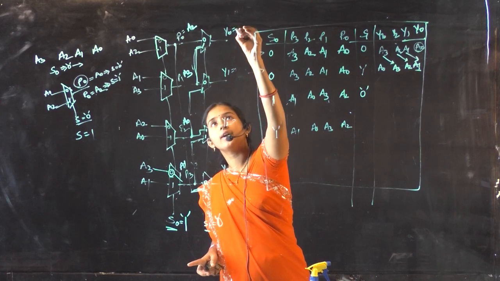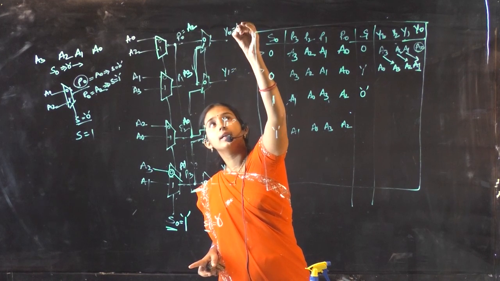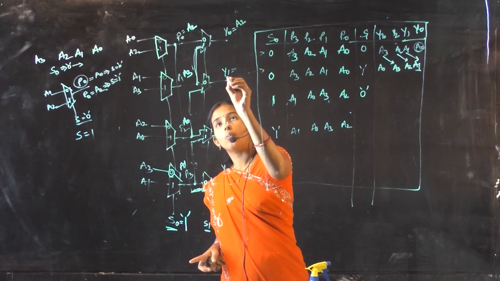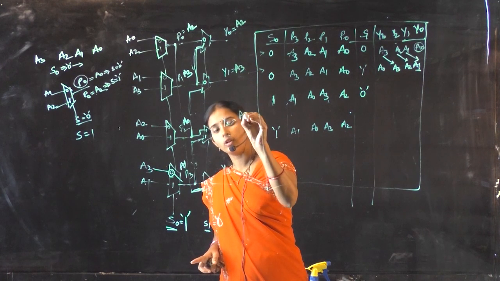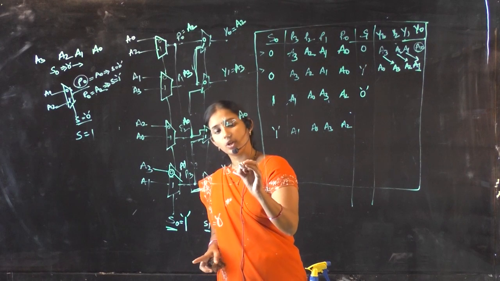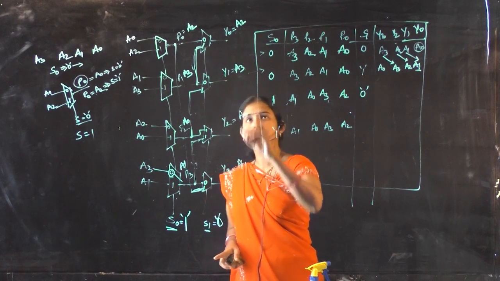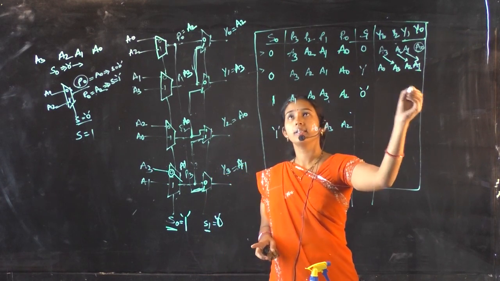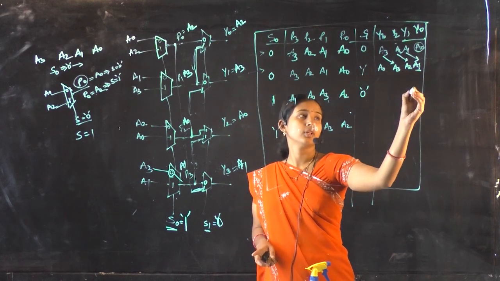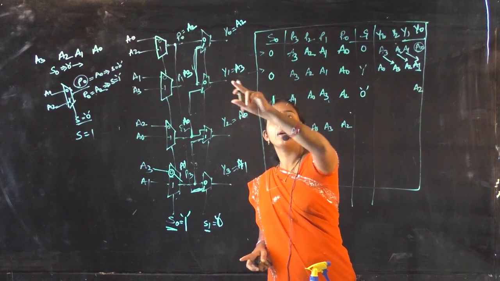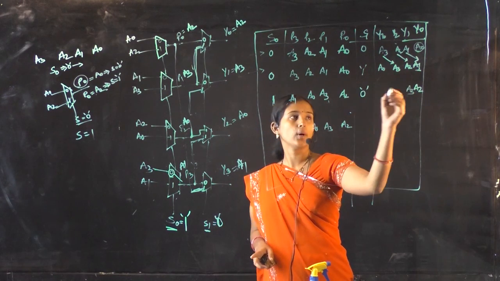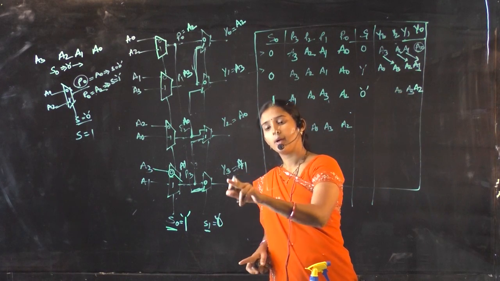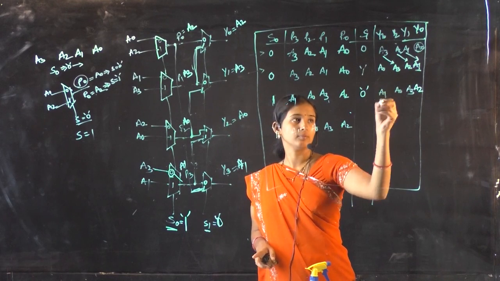That means at y0, what will be your output? It is like a2. y1, it is like a3. y2, it is like a0. y3, it is your a1. So that is what you will be writing here. See, at y0 I got a2. At y1 I got a3. At y2 I got a0. At y3 I got a1.